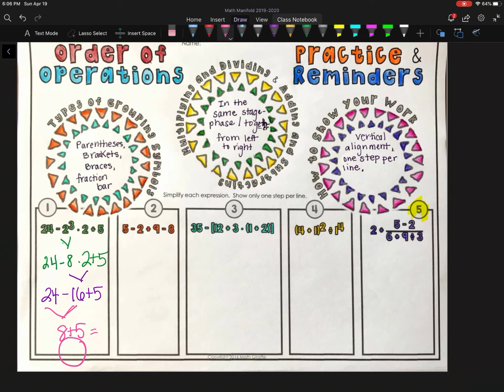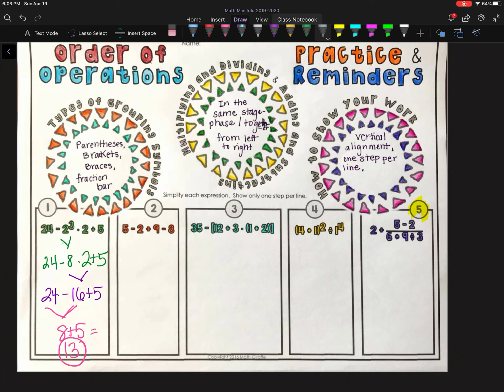Although that doesn't really look much like a 13, so let's rewrite it. So this is where, ladies and gentlemen, it's really important that you are showing your work on a piece of paper, even though I know in your heart of hearts you guys can do this in your brain. But if you make a mistake, I can't look into your brain and help you figure out where that mistake is.